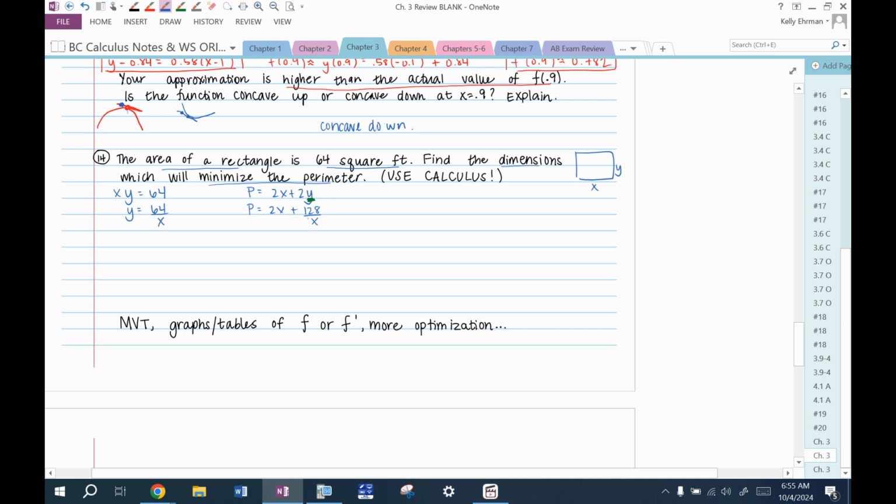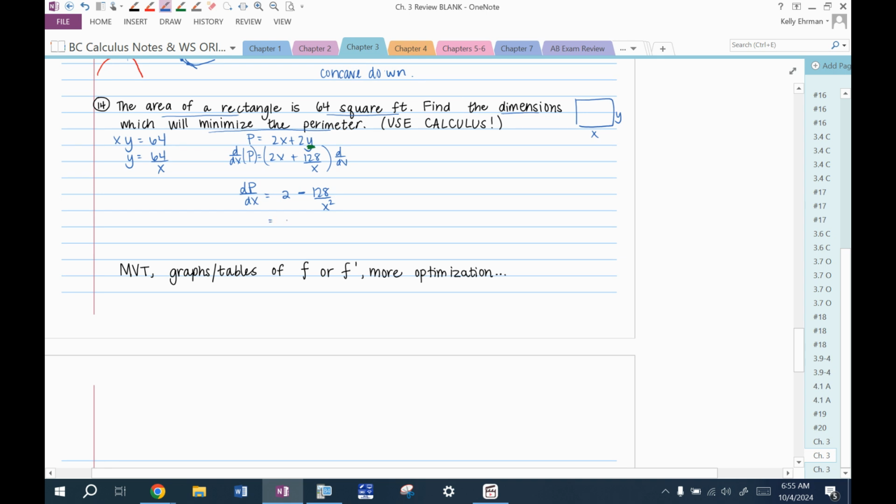And I want to take the derivative of P with respect to x. So I'm going to take the derivative with respect to x of both sides of this equation. Because if we're trying to find a max or a min, we're trying to figure out where the derivative equals 0. So dP/dx should equal 2, and then minus 128 x to the negative 2, or over x squared.